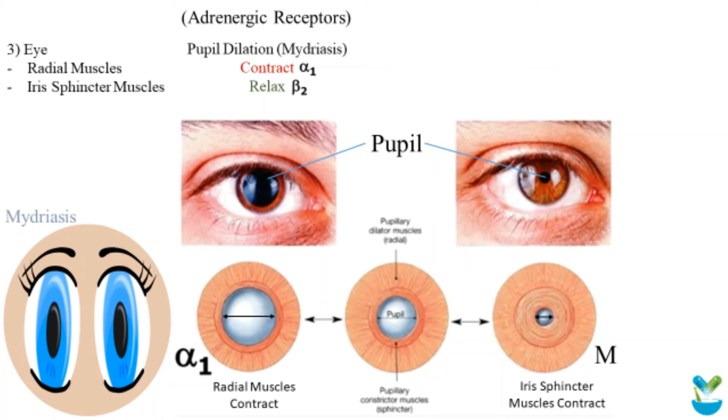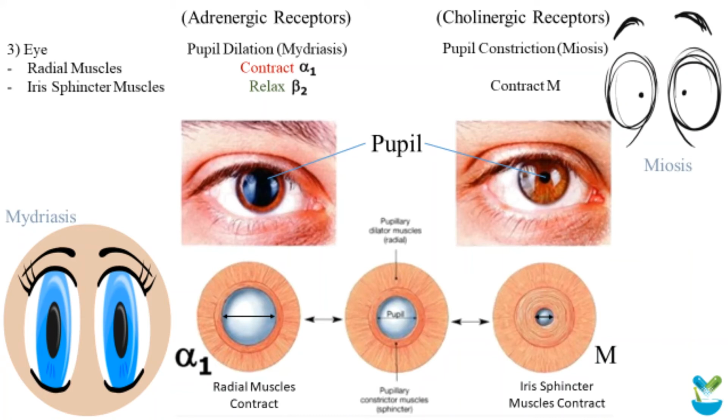So for eye examination, the ophthalmologist gives such medication which causes pupil dilation. If you understood this concept, tell me below in the comment section which receptor this medication will act on. This process is vice versa for pupil constriction, that is miosis, by the parasympathetic nervous system.